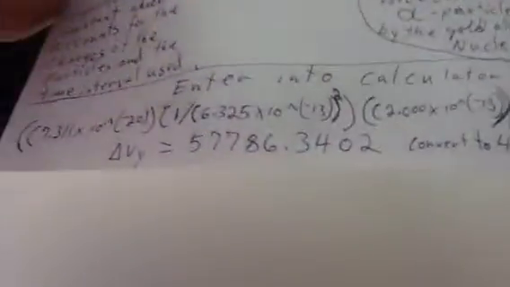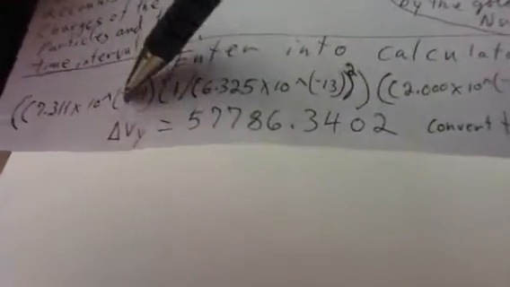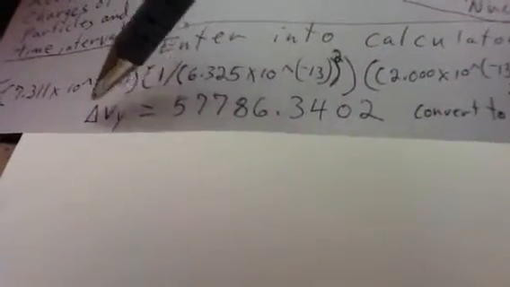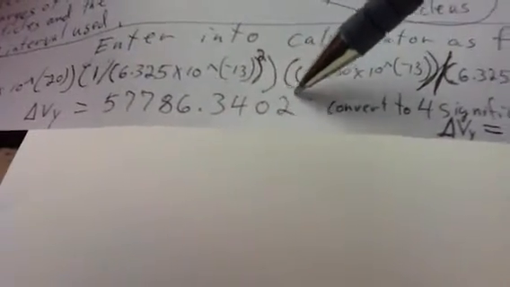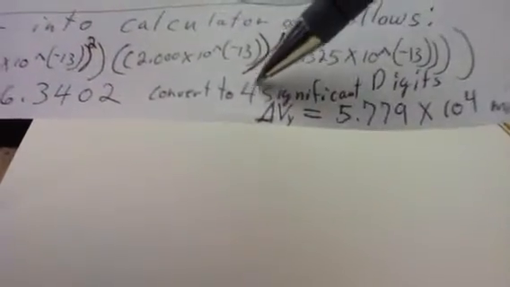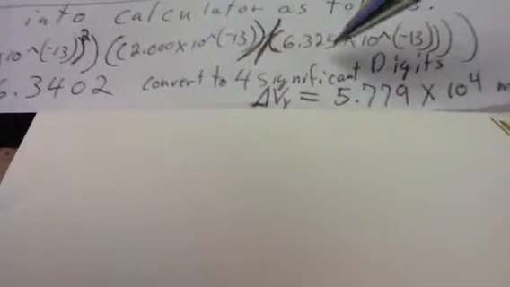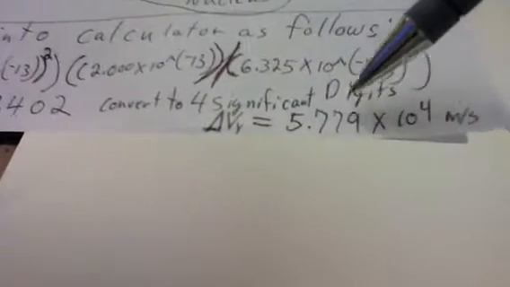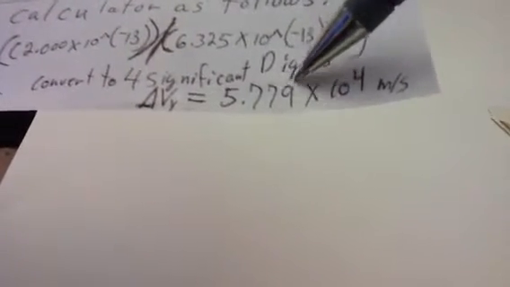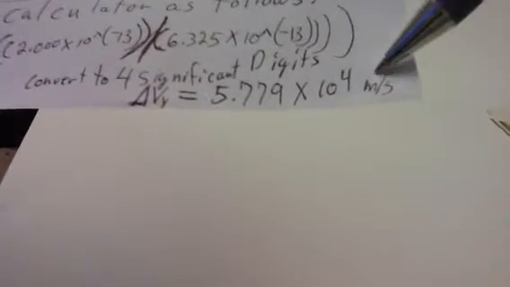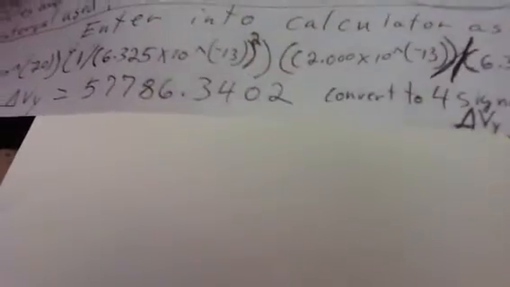So whenever you have trouble in a computation, look and see if you have the parentheses right. Then that gives us the change in velocity of y, which will equal this long number here, 57786.3402. Well, you need to convert that to at least 4 significant digits. It tells you that in number 2, I think, on page 25. And so when we do it that way, the change in velocity y equals 5.779 times 10 to the 4th meters per second. Well, why 9? Well, you need to round that up, right? 5 or more, round up.